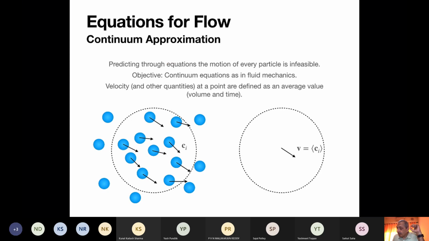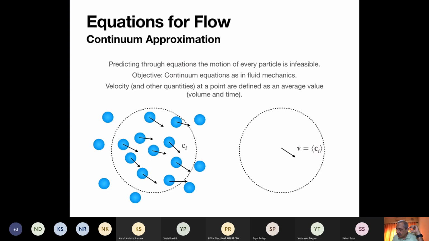So very often we will replace all these particles moving by a continuum. If we want to know what the velocity is at this point, then we simply take the average velocity of all the particles. So Ci is the velocity of the particles inside this. If we take this average, which is denoted by these brackets, that is just the sum of all the velocities divided by the number of the particles. That's a number average of the velocity. Then we get the velocity vector v, which is the velocity at this point.